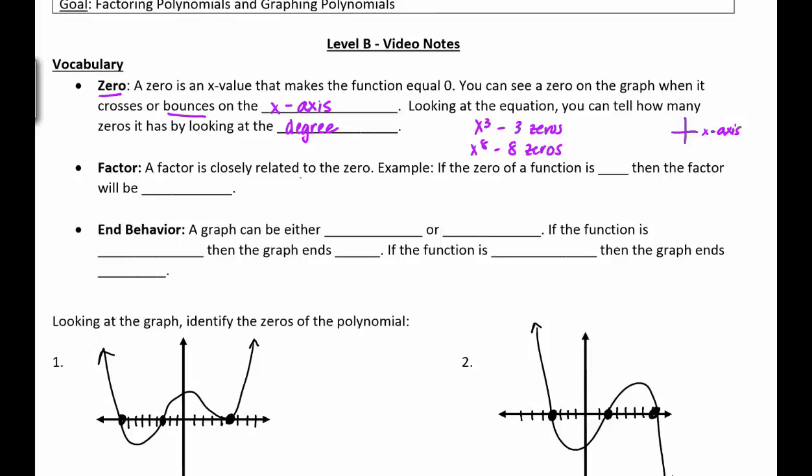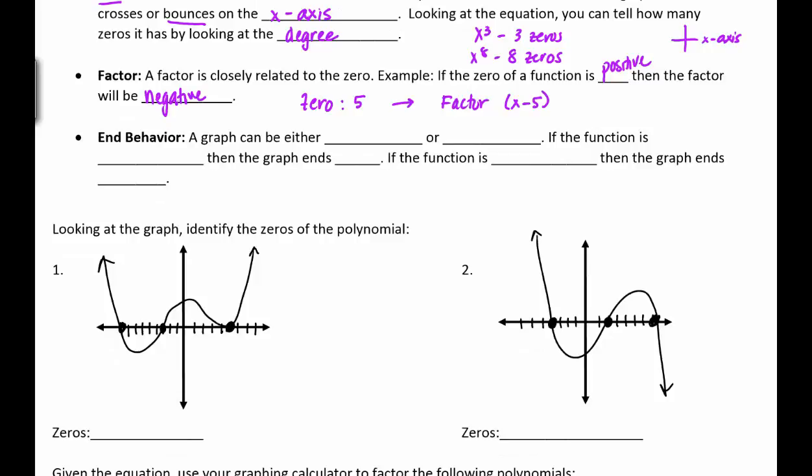Factor. A factor is closely related to a zero, except it's not the same. If the zero of a function is positive, then the factor will be negative. For example, if the zero is 5, the factor is x minus 5. And all the factors always have an x. So that was a positive 5, and this was a minus 5.